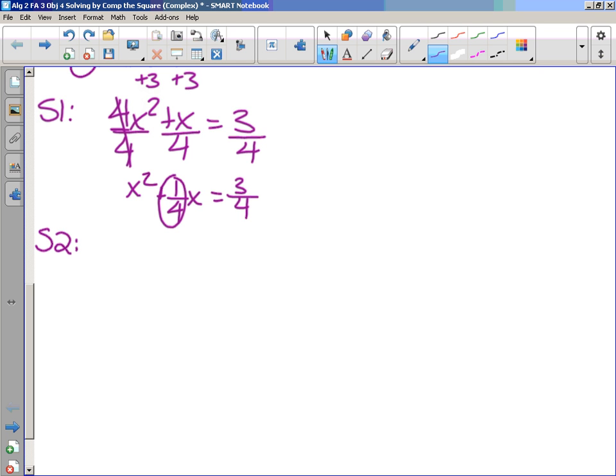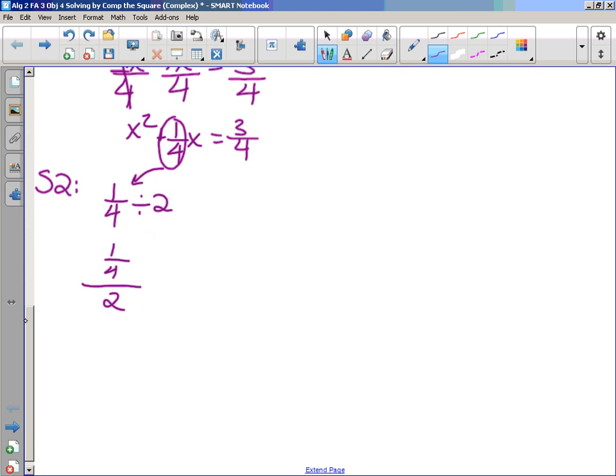Step 2 is now the completing the square process. So I'm going to take my b, which was 1/4, and I'm going to divide that by 2, or I could write it this way. Now the tricky thing with dividing with fractions is we have to remember that when we divide, it's the same thing as multiplying by the reciprocal. So dividing by 2 is the same thing as multiplying by 1/2. So it's better to write it that way because then I can multiply across the top and across the bottom. That turns into 1/8.